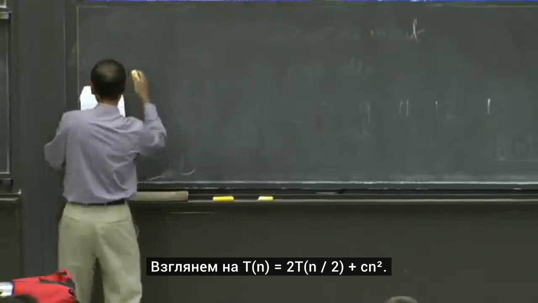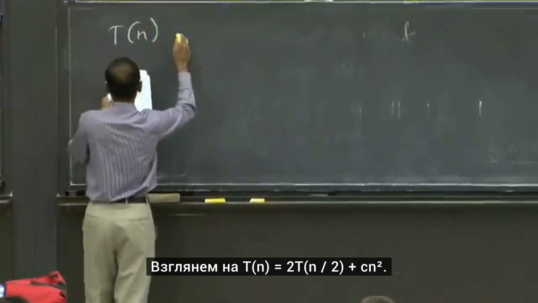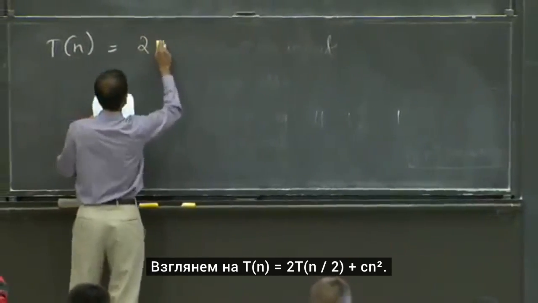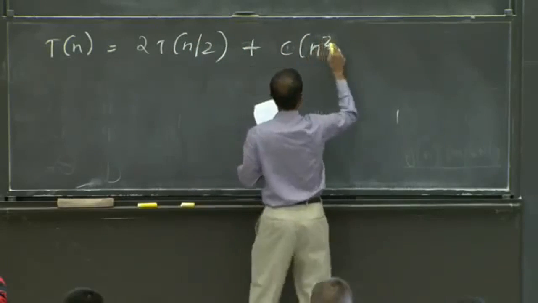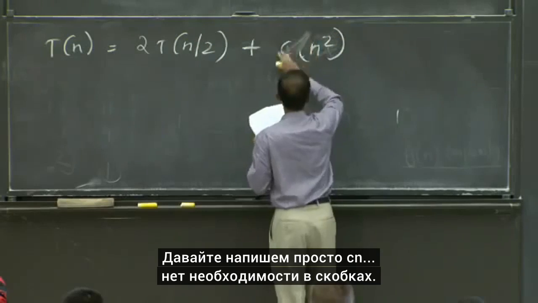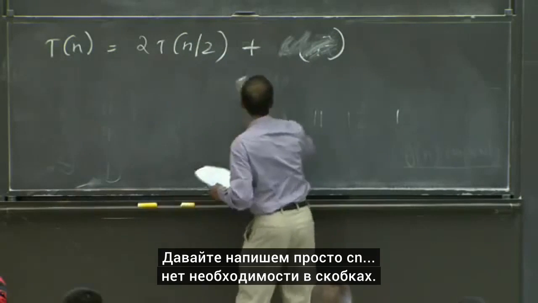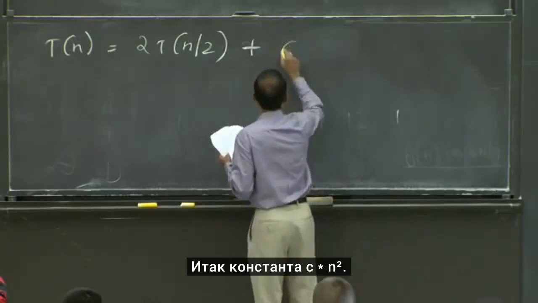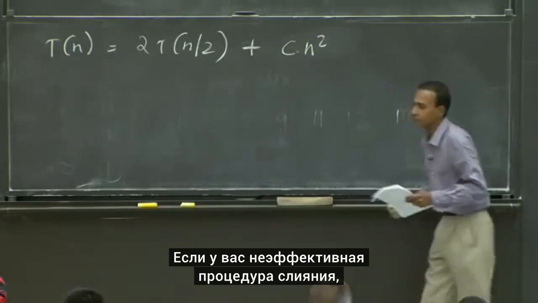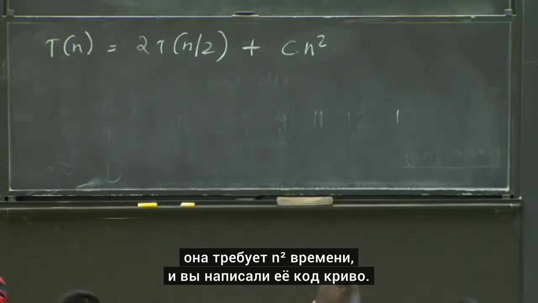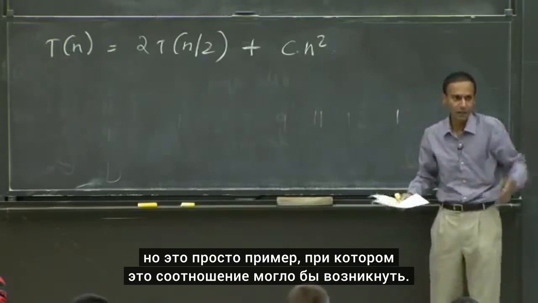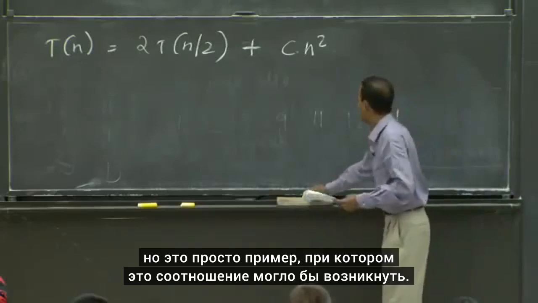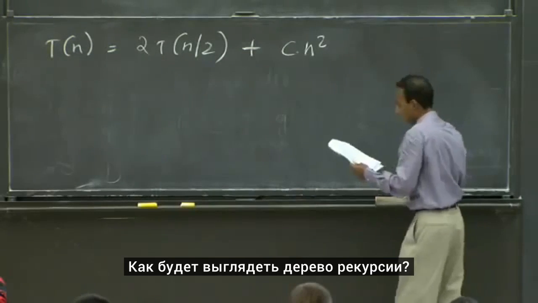So let's take a look at T(n) = 2T(n/2) + cn squared. So constant c times n squared. If you had a crummy merge routine that was taking n squared and you coded it up wrong, it's not a great motivation for this recurrence, but it is a way this recurrence could have come up. All right, so what does this recursive tree look like?